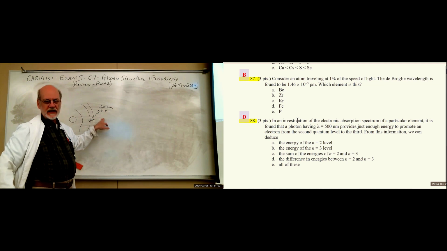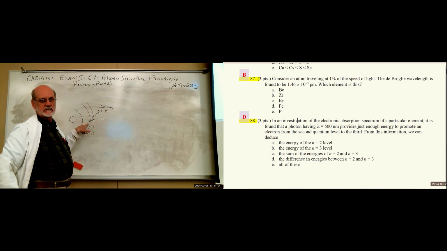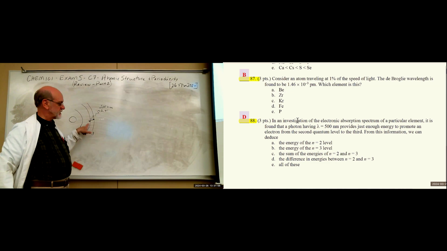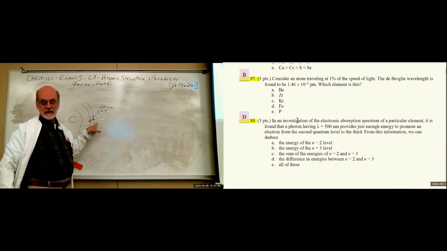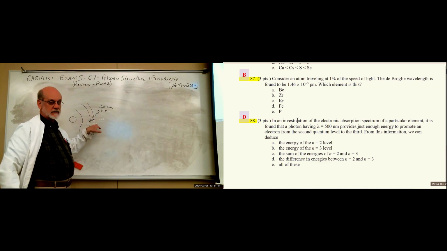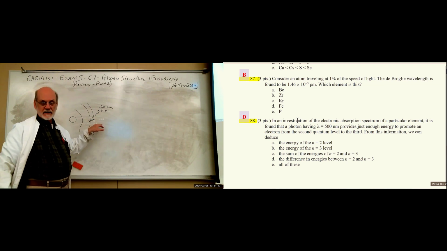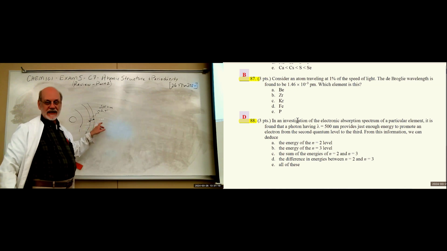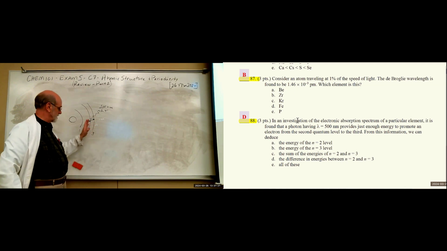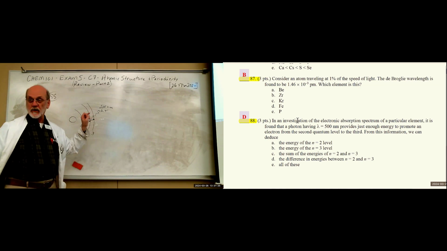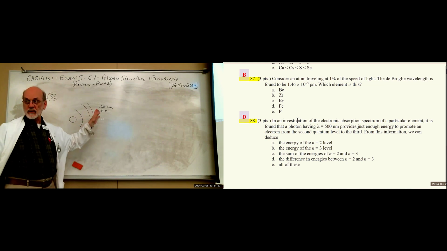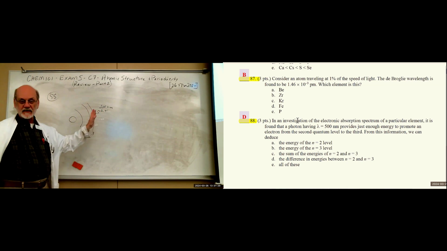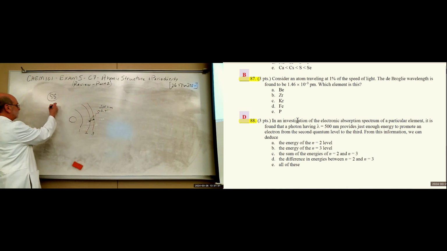The energy of the n equals 2 level? No. We can't deduce the n equals 3 level either, because this is internal. The sum of the energies of n equals 2 and n equals 3? No. The difference in the energy between n equals 2 and n equals 3? Yes. That quantized energy from here to here, we can deduce from the amount of energy required to promote the electron. So D is the answer to this one.